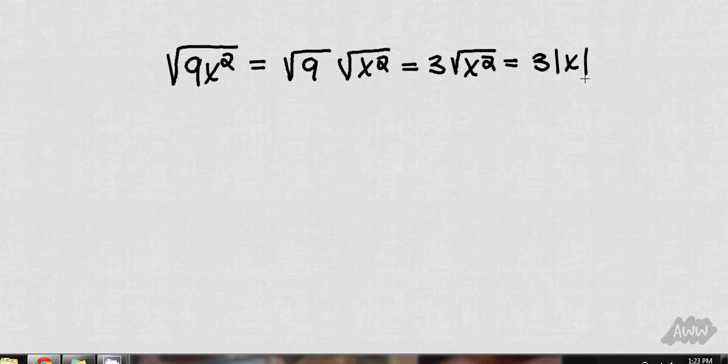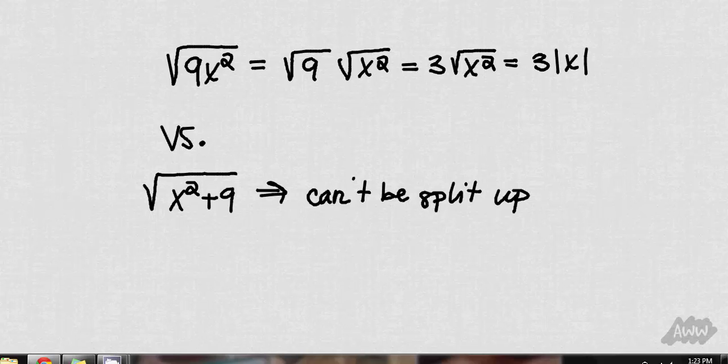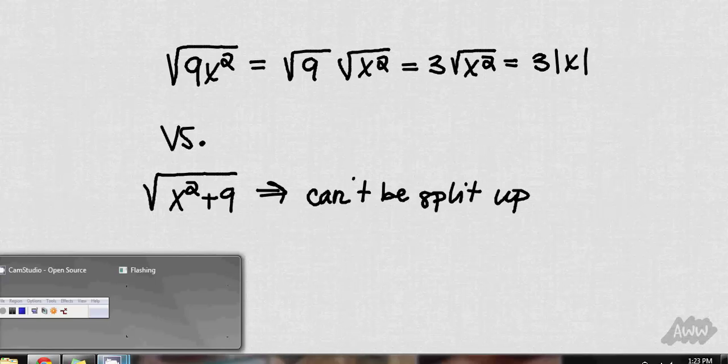So the square root of x squared is actually the absolute value of x. I'm not going to go into detail with that. That's not my point in this little lesson here. My point is that we can split up a product under a square root. And this is in opposition to, for example, the square root of x squared plus 9, which cannot be split up. Alright, so hopefully this little video will give you a chance to review a very important algebra concept and hopefully save you a few points on an upcoming exam.